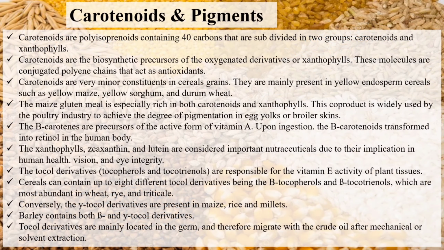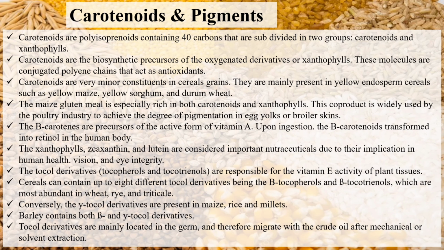Next is the carotenoids and pigments component. Carotenoids are polyisoprenoids containing 40 carbons that are subdivided into two groups, carotenes and xanthophylls. Carotenes are the biosynthetic precursors of the oxygenated derivatives, or xanthophylls. These molecules are conjugated polyene chains that act as antioxidants.